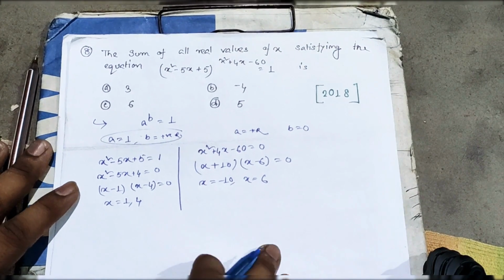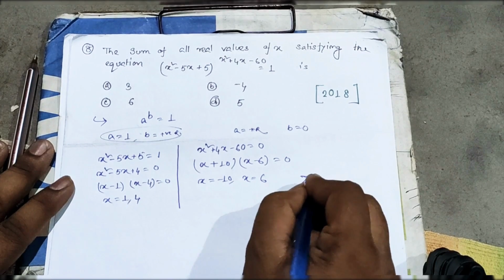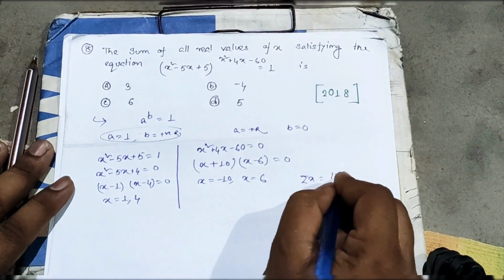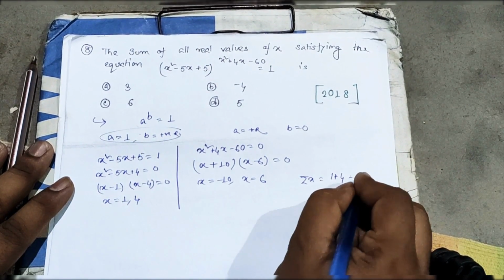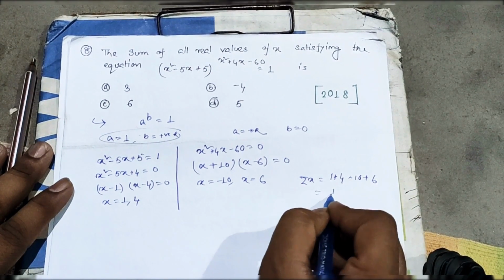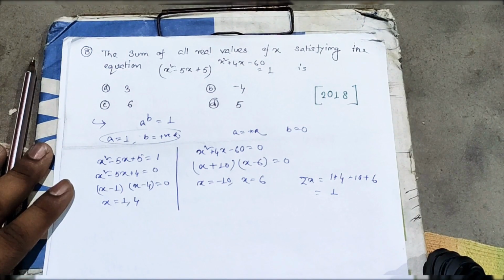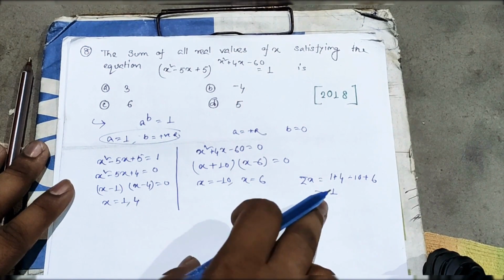So if I add these 4, I will get summation of x equals to 1 plus 4 minus 10 plus 6. So you can see that it is 1. So there are no other options which prove that it is 1.